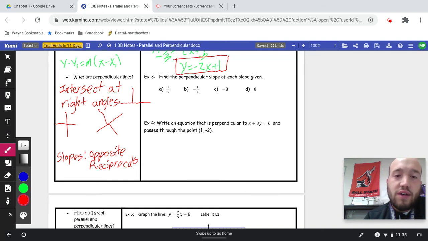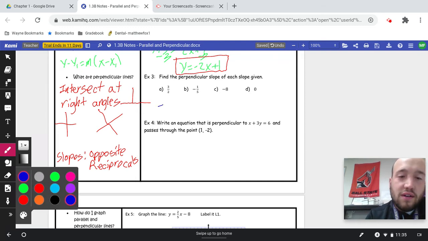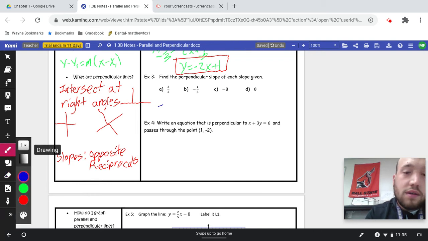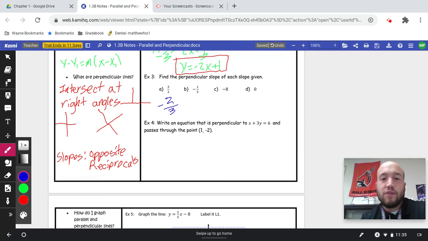So if we look here, 3 over 2, that's going to become the opposite. Instead of positive, it'll switch to negative. And instead of 3 over 2, reciprocal just means the top and the bottom switch places. So it was 3 over 2, now it's going to be 2 over 3, negative 2 over 3. Now our next one. It was negative, so it's become positive. And it was 1 over 5, so now it's going to be 5, or if you prefer, 5 over 1.